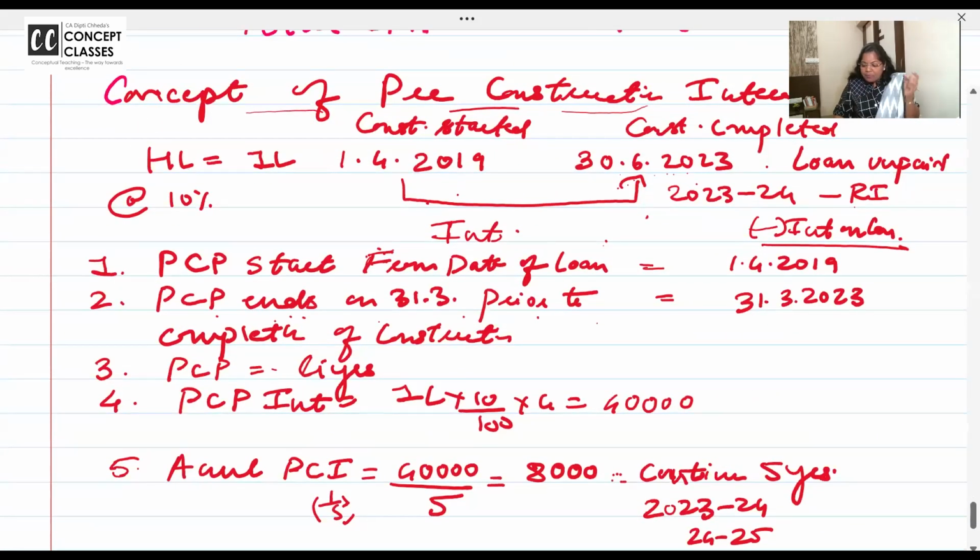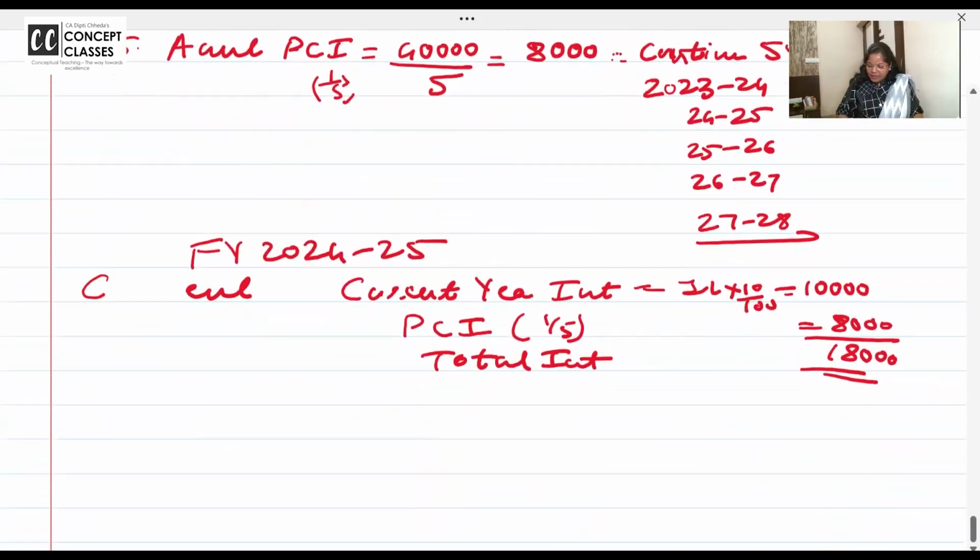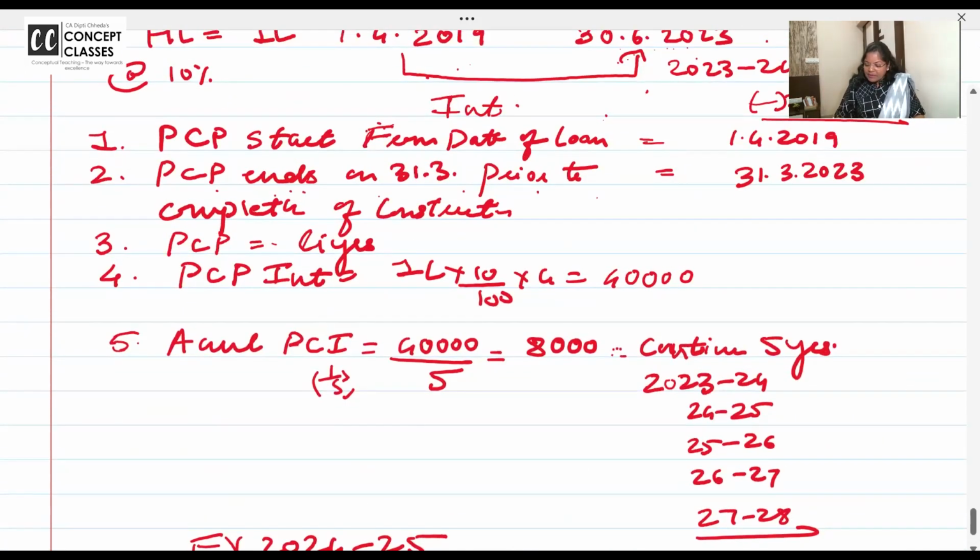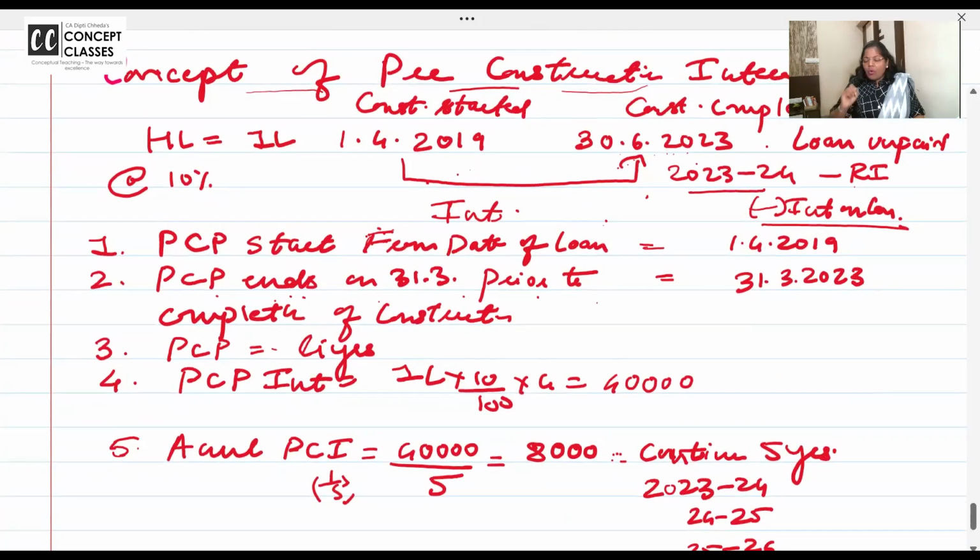Now, the common doubt students are asking, which I am clarifying, is: ma'am, the construction was over in June, so why did you take it till March? In the year in which construction is completed, even though 3 months are pre-construction and 9 months are post-construction, the whole year's interest is allowed as current year's interest. Are you getting it? So one doubt I want to clarify here is that in 23-24 the whole year's interest will be allowed as your routine current year's interest.